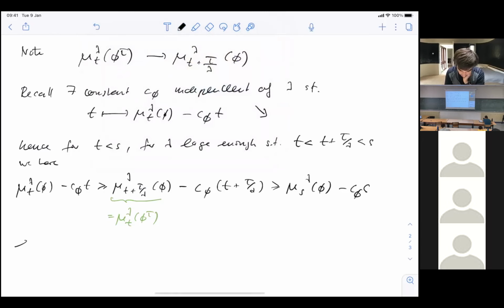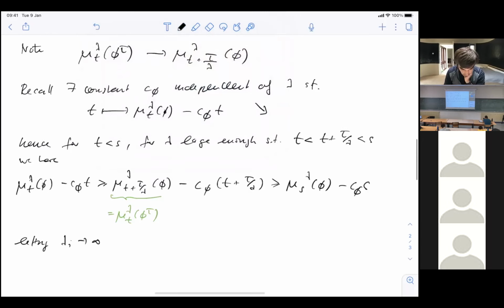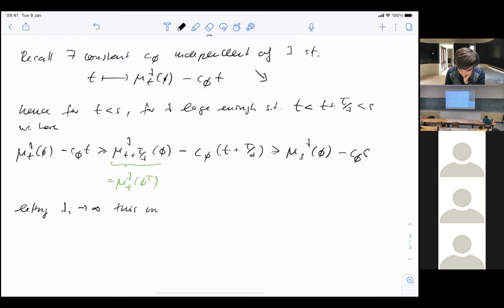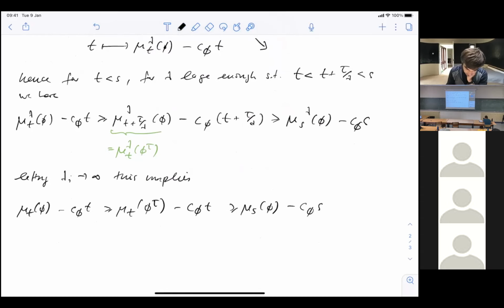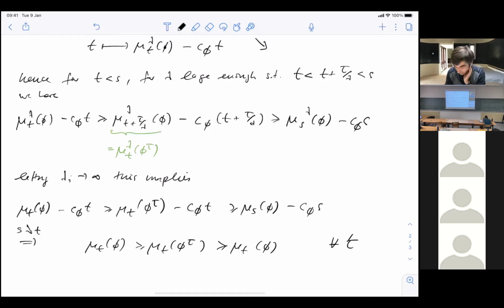Now, what does this mean? Letting lambda_i go to infinity, what do we get? We get mu t of phi, this is just the convergence, minus c phi t is greater or equal to mu t of phi tau minus c phi t is greater or equal to mu s of phi minus c phi times s. I'm just taking the limit. And now if you take s going from above to t, then we get that mu t of phi is greater or equal to mu t of phi tau is greater or equal to mu t of phi for all t. Sorry, it's t plus here.